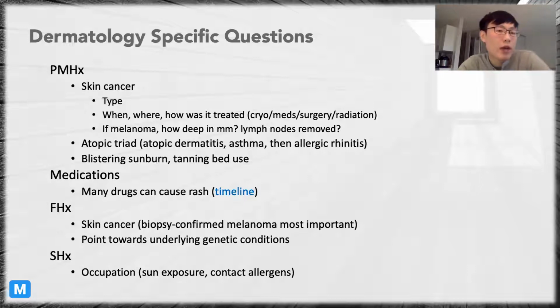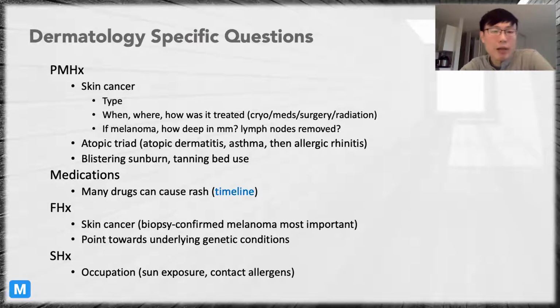And then you also want to ask about the atopic triad, including atopic dermatitis, asthma, and allergic rhinitis. I think it's important to know those three. More importantly, know that atopic dermatitis comes first, followed by asthma, and then followed by hay fever. If a younger patient only has atopic dermatitis, and does not have asthma or hay fever, it doesn't mean they don't have the triad. It only means they may have the triad later on when they become older.